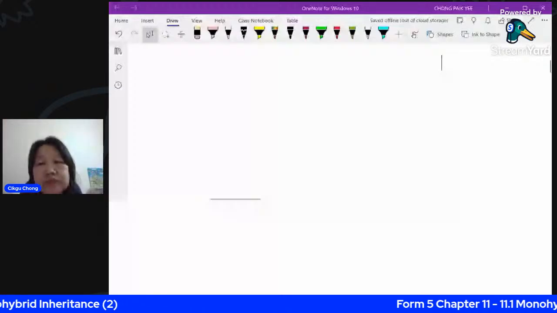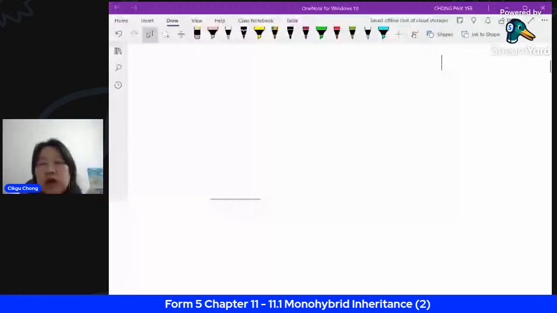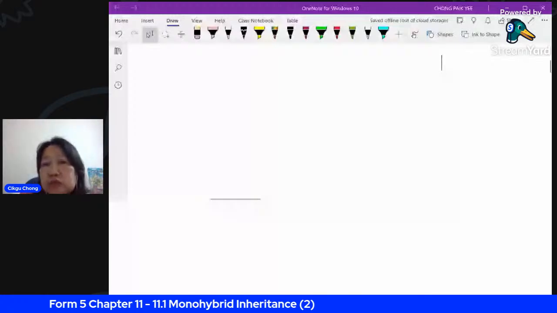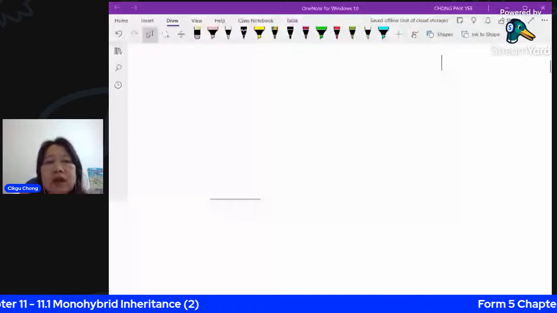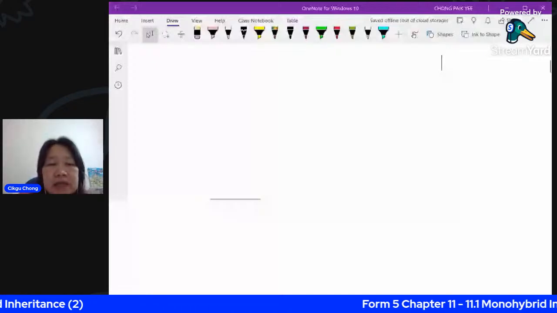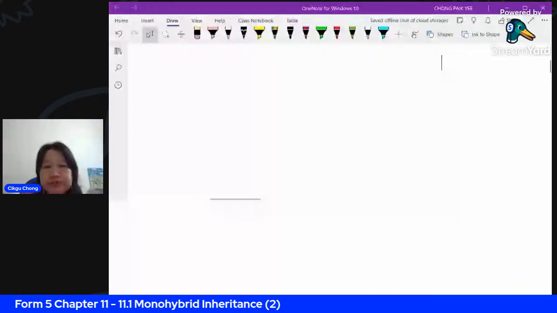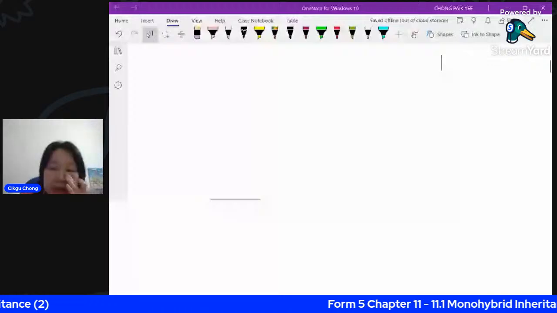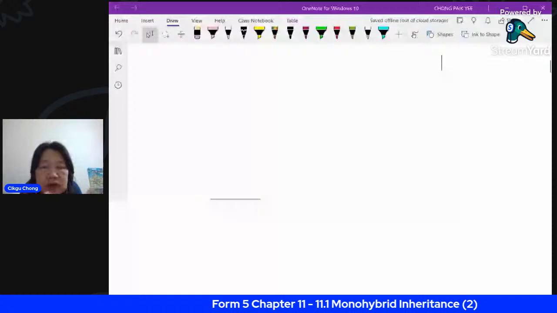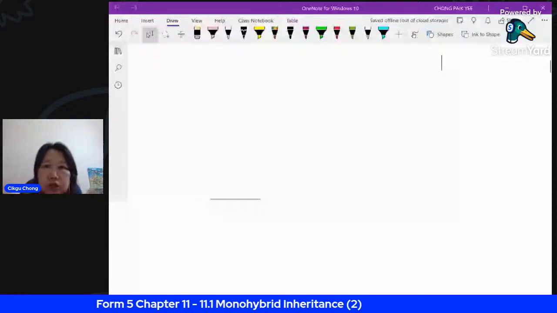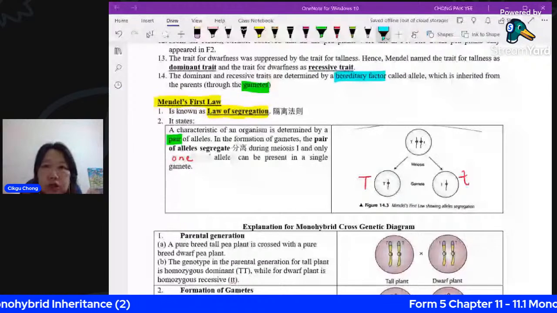Now the law is Mendel's first law. Let me go to the law first before I go to this diagram, because you need to know the law before you draw this diagram. Mendel's first law of inheritance is also called the law of segregation. He said that a characteristic inside an organism, whether it's tall or short, purple flower or white flower, is determined by a pair of alleles. There is a pair, not just one.